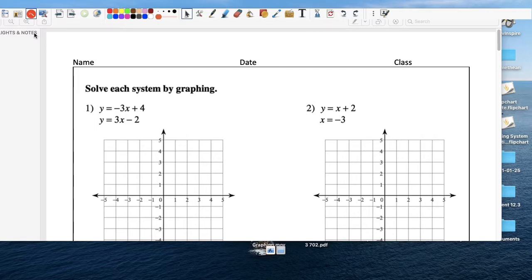And let's see, my battery doesn't die. So the first question. Just make it a little bigger.